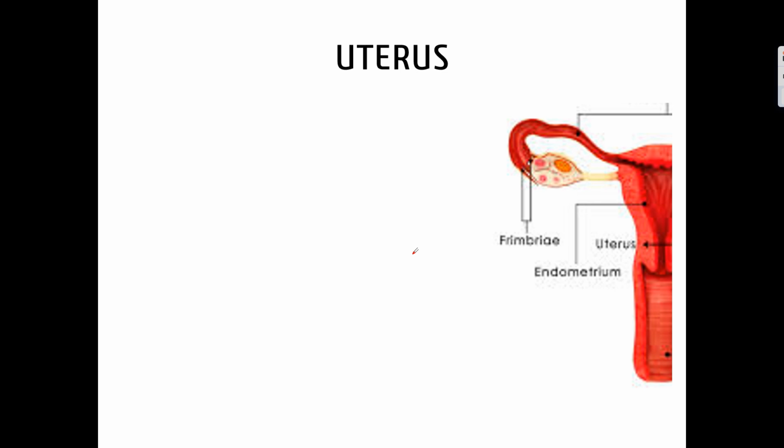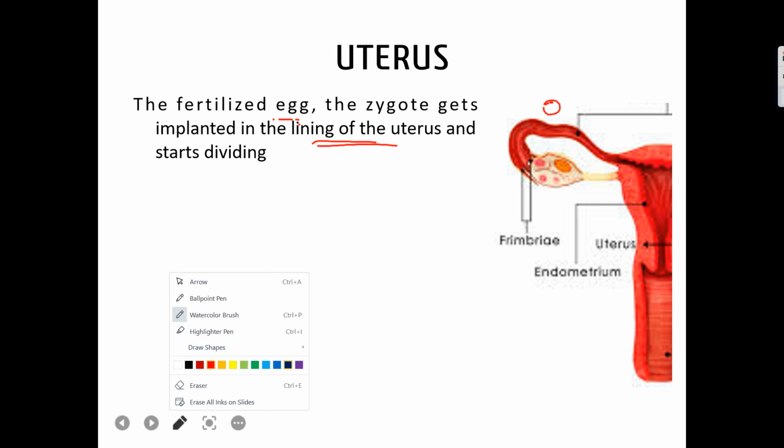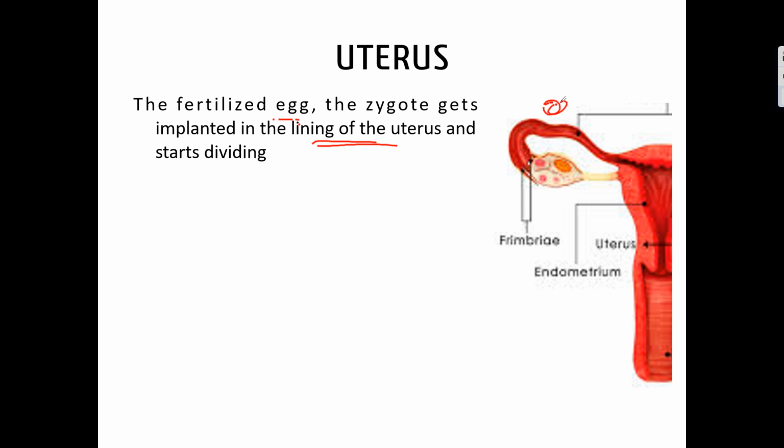So what is the uterus? Why is it important? When the fertilized egg is received by the uterus, the zygote is implanted into the lining of the uterus. It means the zygote from here is going to enter the uterus and it will enter this lining. Once it enters the lining of the endometrium, it will start dividing. This entering of the embryo inside the endometrium is called implantation.